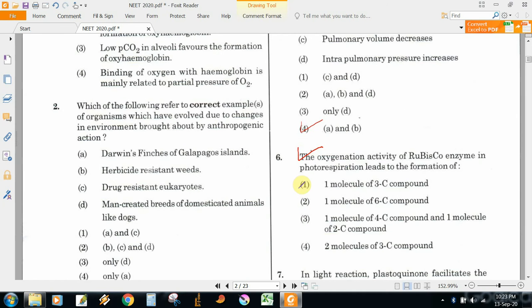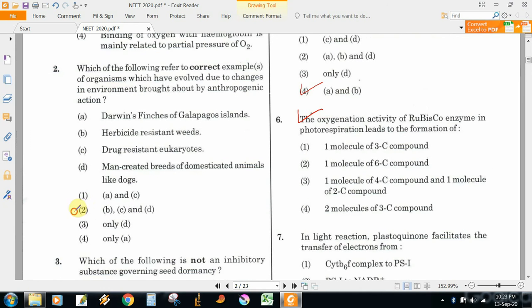So we will move on with the second question. Which of the following refer to the correct example or examples of the organisms which have evolved due to changes in the environment brought about by anthropogenic action? First one is Darwin's finches of Galapagos Island, then herbicide-resistant weeds, the next one is drug-resistant eukaryotes, and D is man-created breeds of domesticated animals like dogs. Actually B, C, and D, all three except the first one, are right. So among the options, the second option is correct.